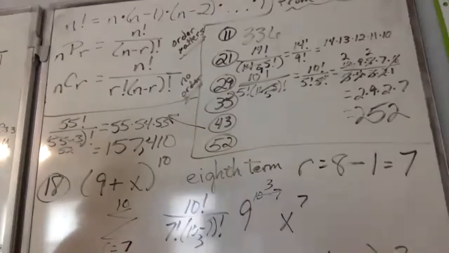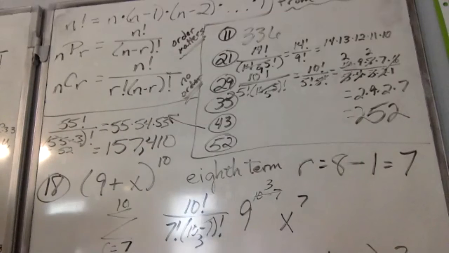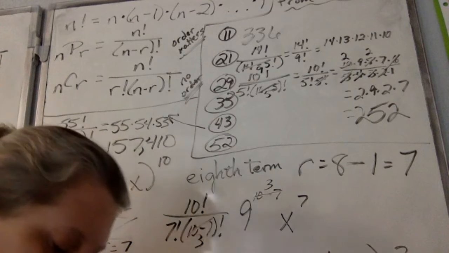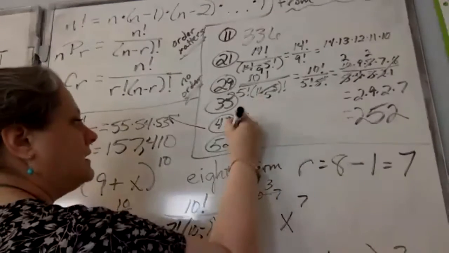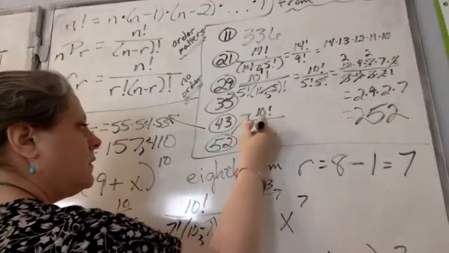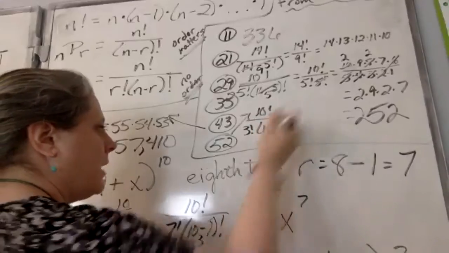Now on 52, they were choosing the security questions. We said order didn't matter. There were 10 possible questions to choose from, and they were only using 3. So it was a combination. So I had, this is 52, I had 10 factorial on the top, 3 factorial, and then 10 minus 3 factorial on the bottom.